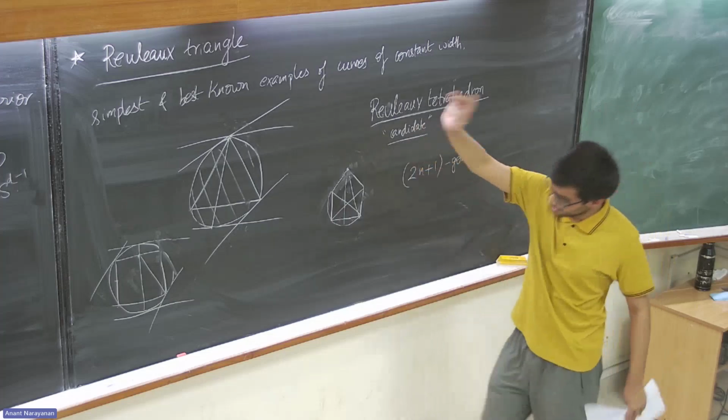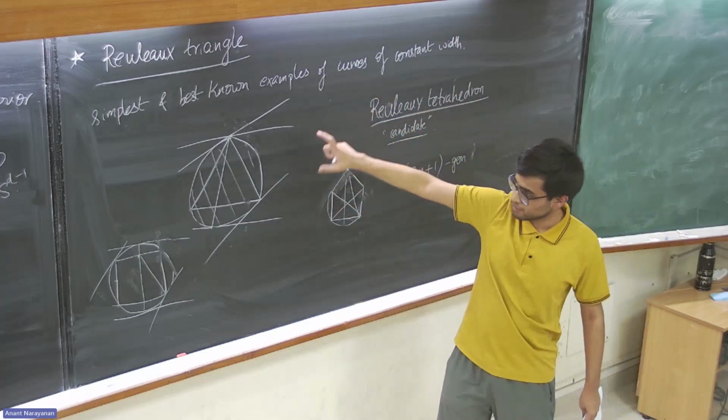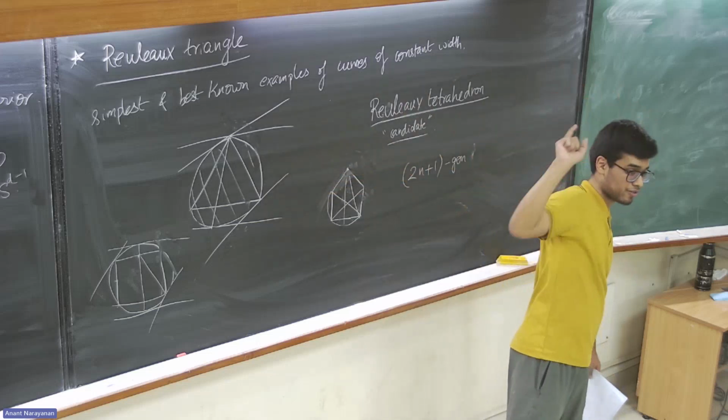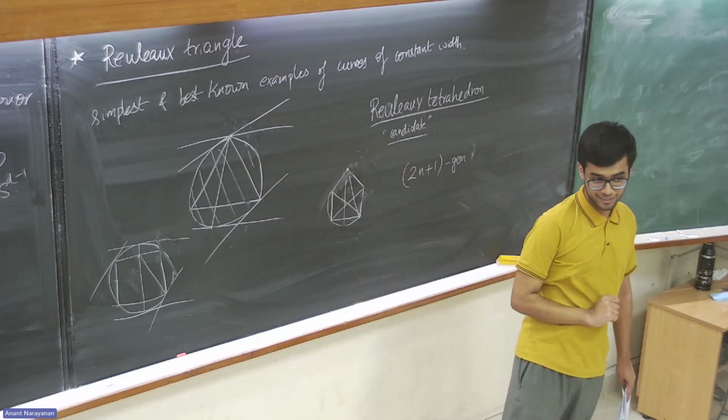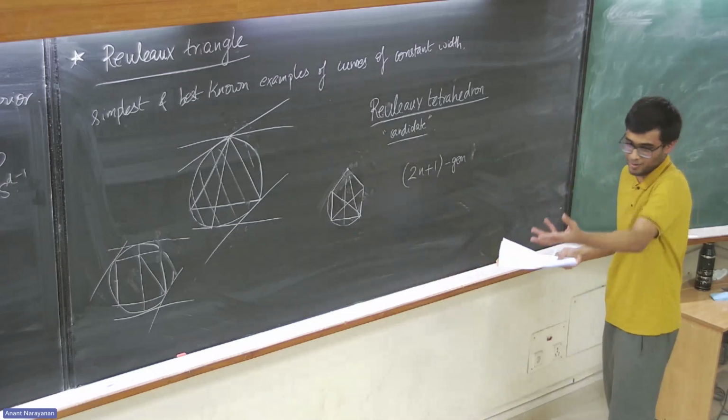Also for the heptagon, the regular heptagon, the corresponding Reuleaux polygon is actually the British 50 pence coin. That is actually a Reuleaux heptagon. So you can look at these if you want.